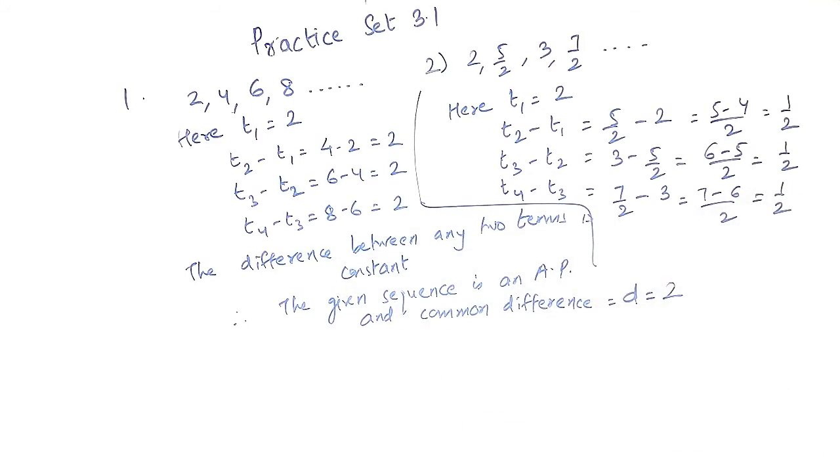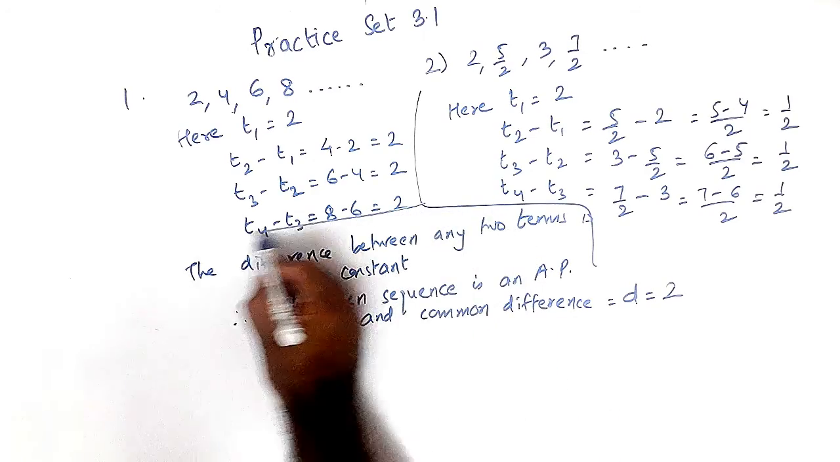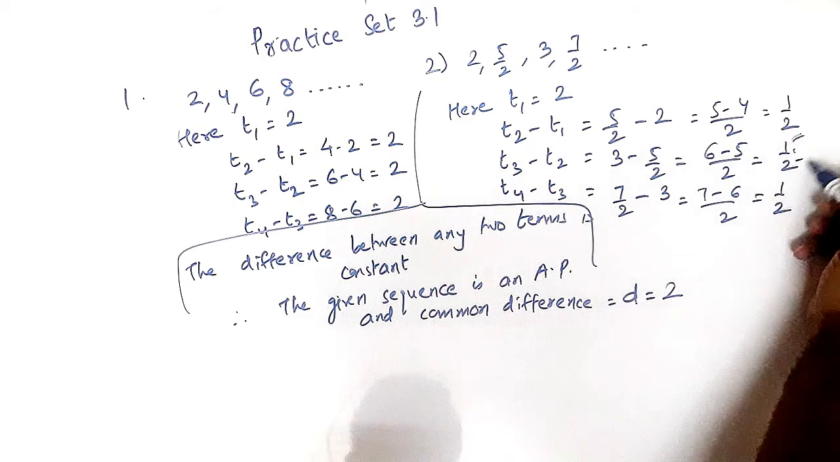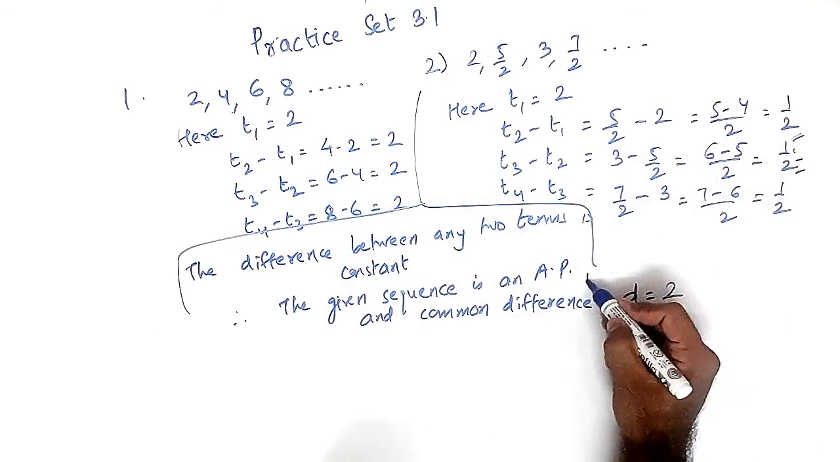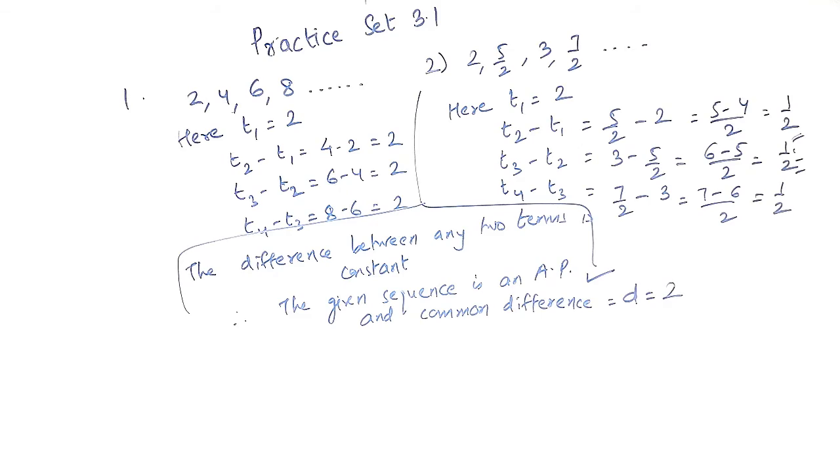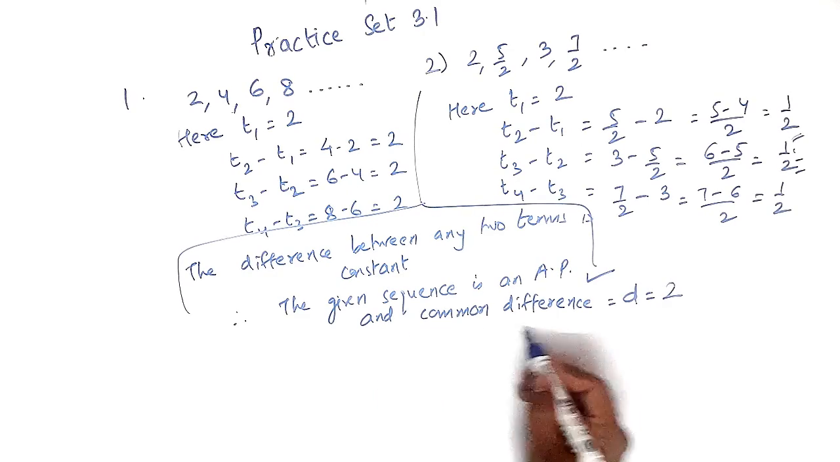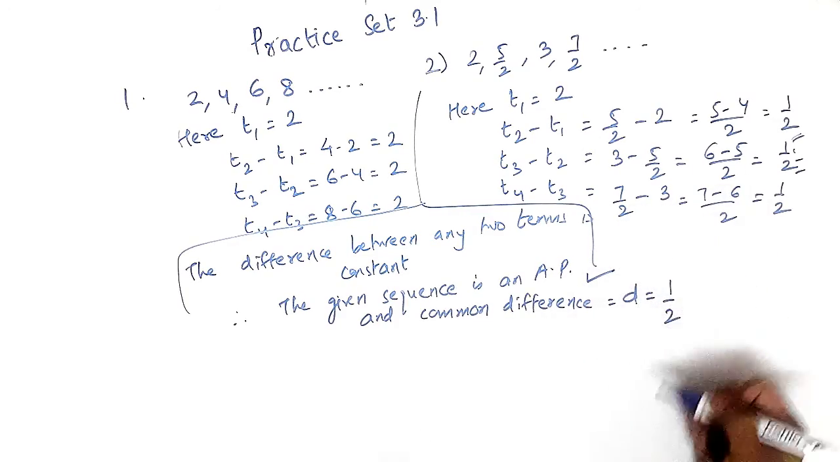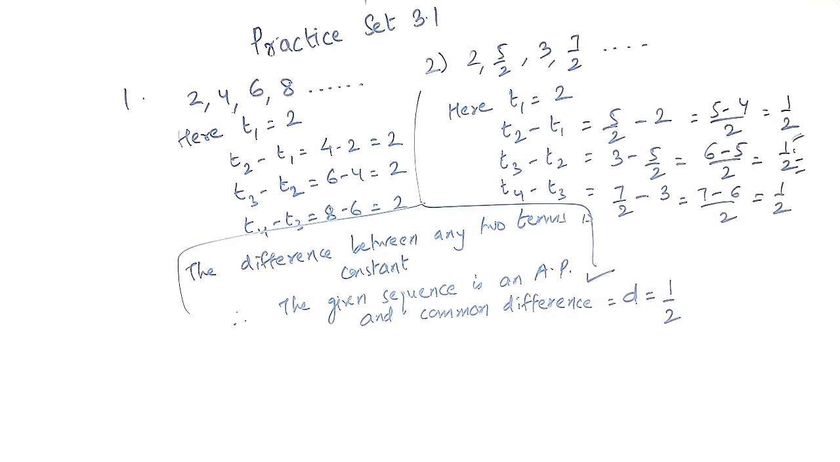If you observe here, the common difference is constant. So here you will write again this statement, the difference between any two terms is constant, that is half. So the given sequence is an arithmetic progression. Second one also is an arithmetic progression, and common difference is D equals half. Clear? Very easy. Then coming to third one.